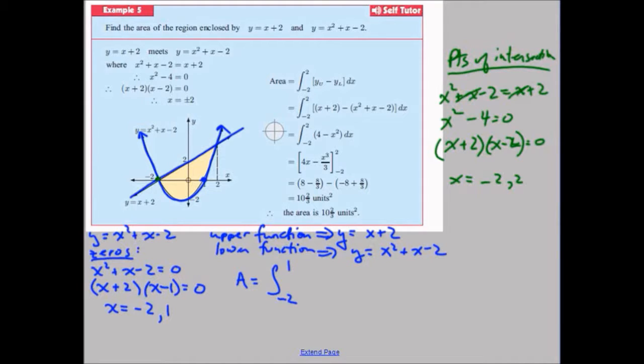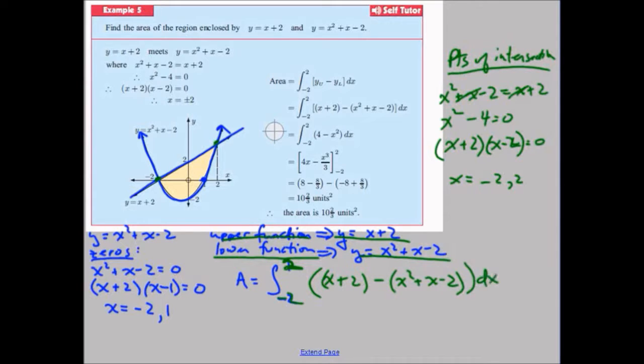So here's negative 2, here's positive 2. That's where our area is bounded. So negative 2 and positive 2 here. Okay, so that's our integral. The upper graph is y equals x plus 2, so x plus 2, subtract the lower function, which is this, x squared plus x subtract 2. And we're taking the integral of that.